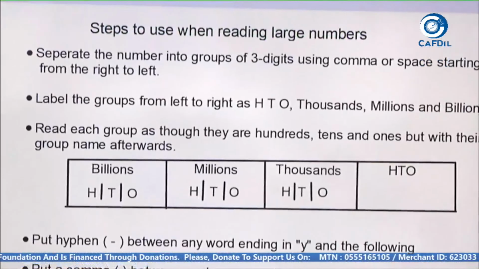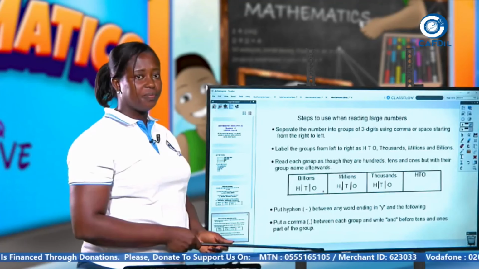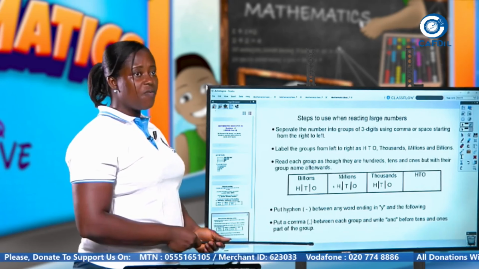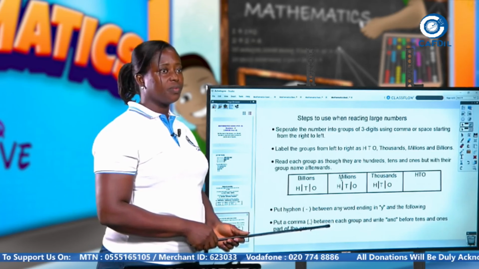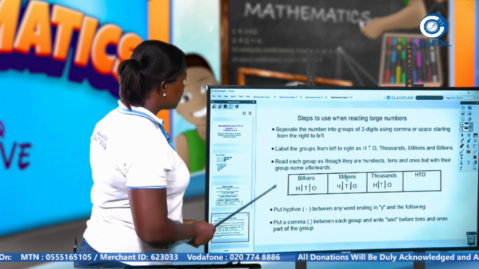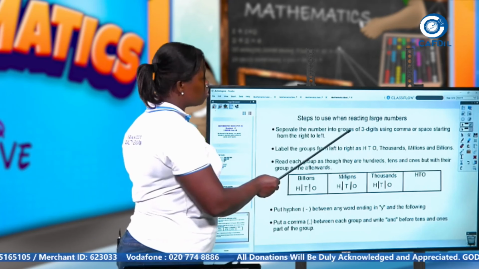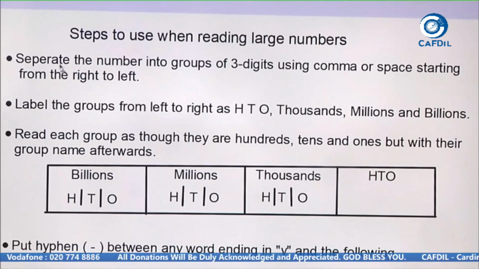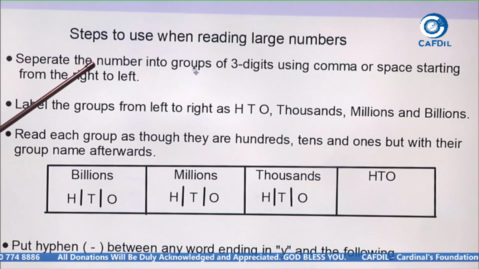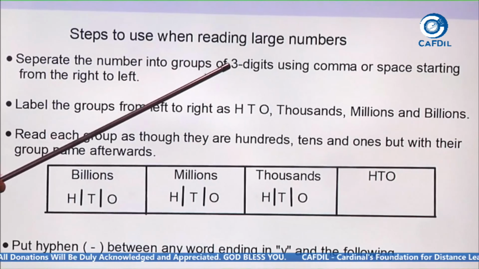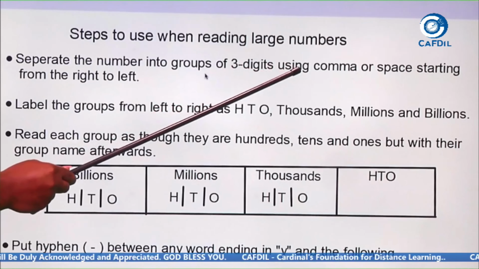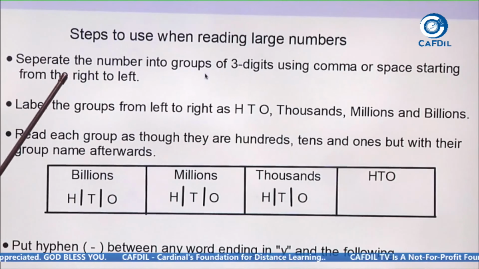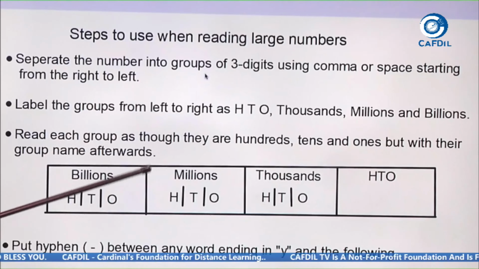Steps to consider when reading large numbers. And the first step, separate the number into groups of 3 digits. Separate the number into groups of 3 digits using comma or space, starting from the right to left.